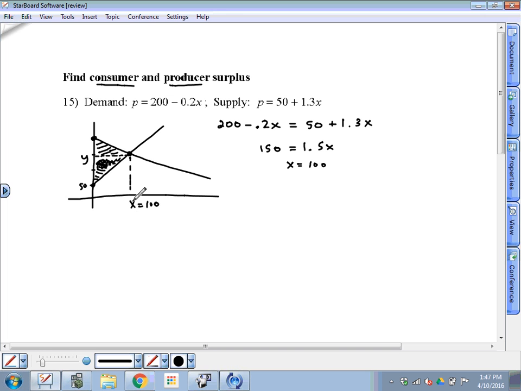And that's helpful because it's going to give us our bounds of integration. We know we're going to integrate from 0 to 100. But we need the y value of the equilibrium point. So we take 100 and plug it into either one of these demand or supply functions. So I'm going to plug it into the demand function. 200 minus 0.2 times 100. 20% of 100 is 20. 200 minus 20 equals 180.